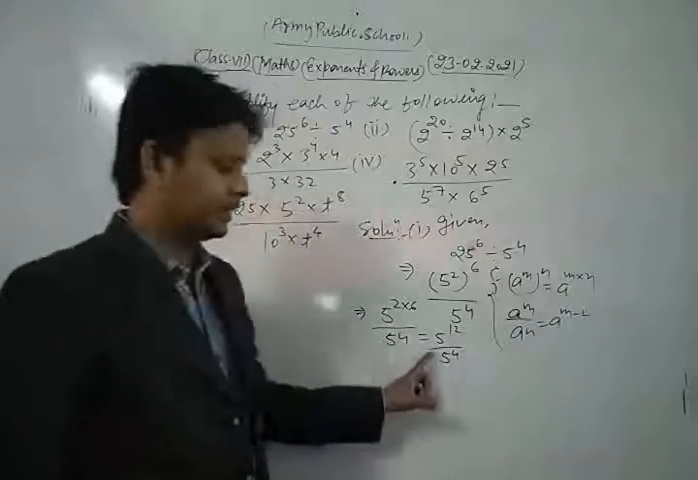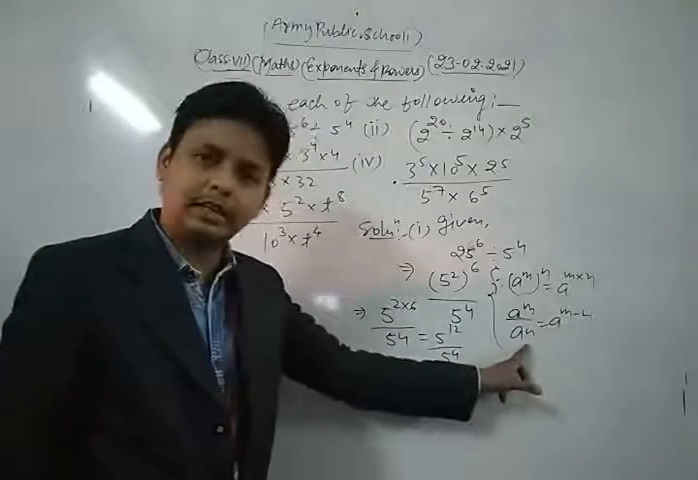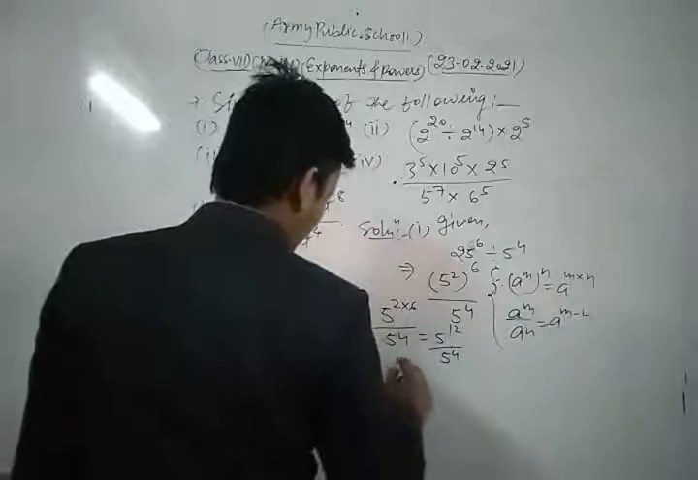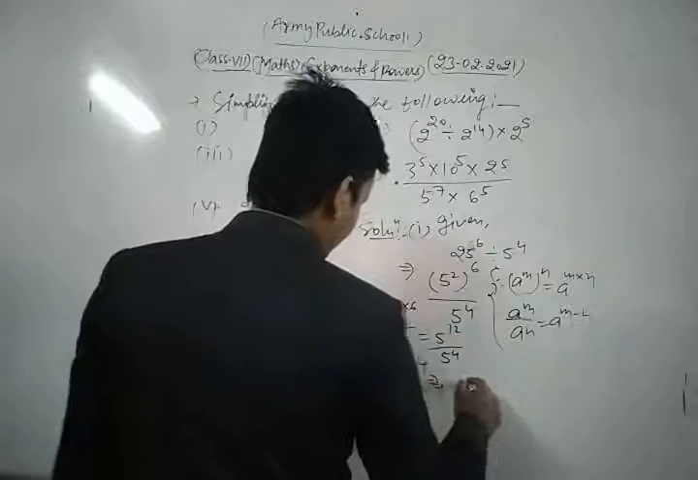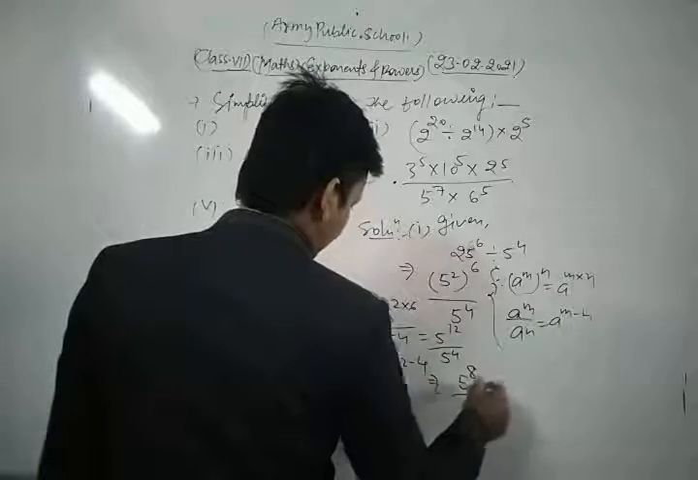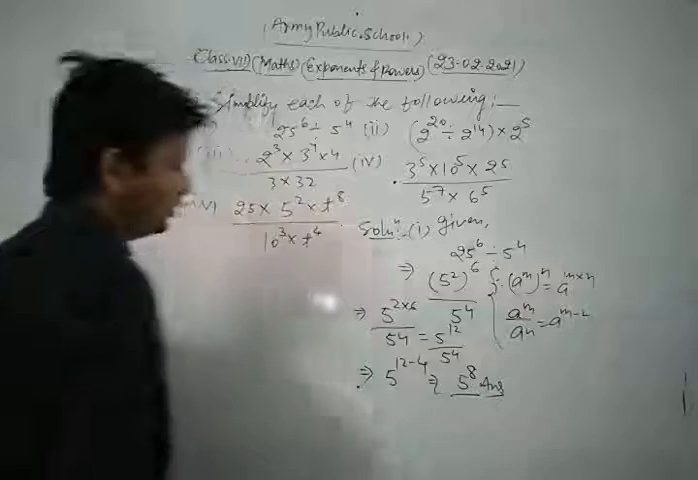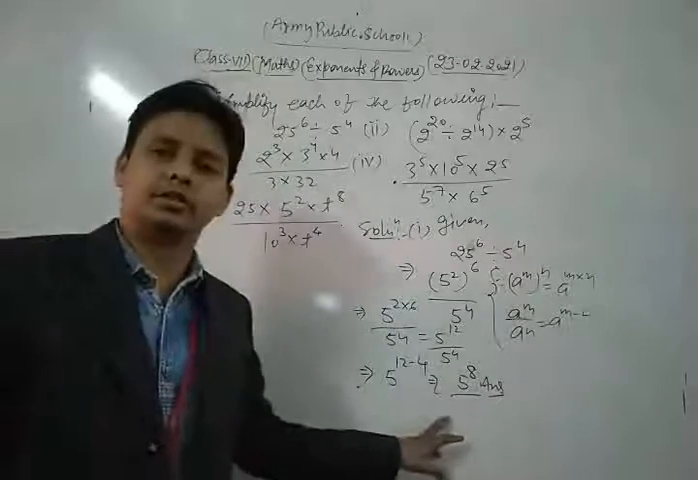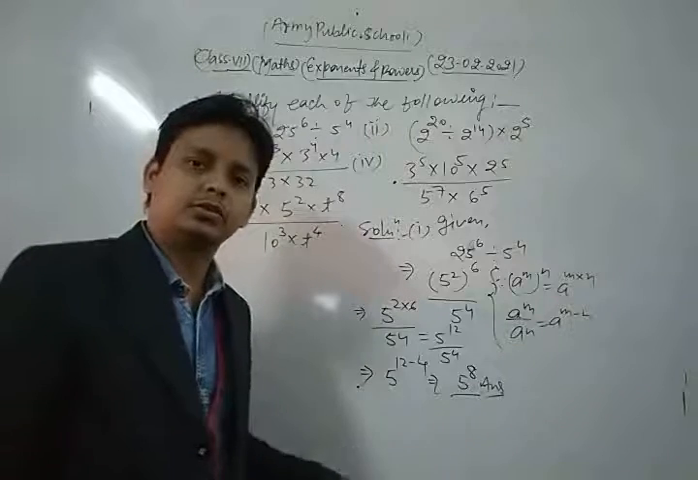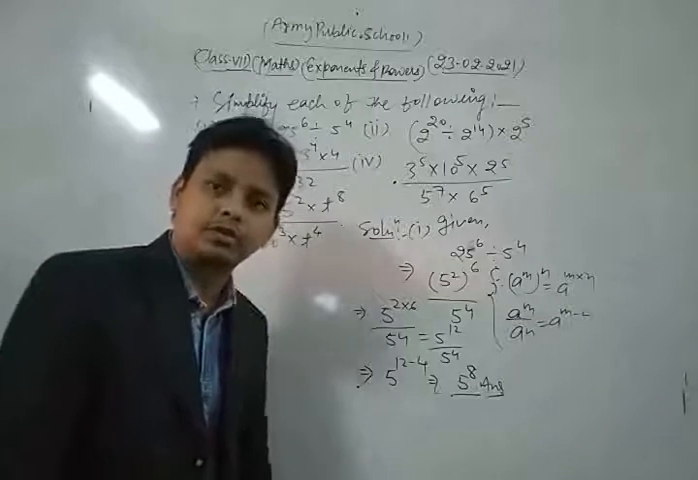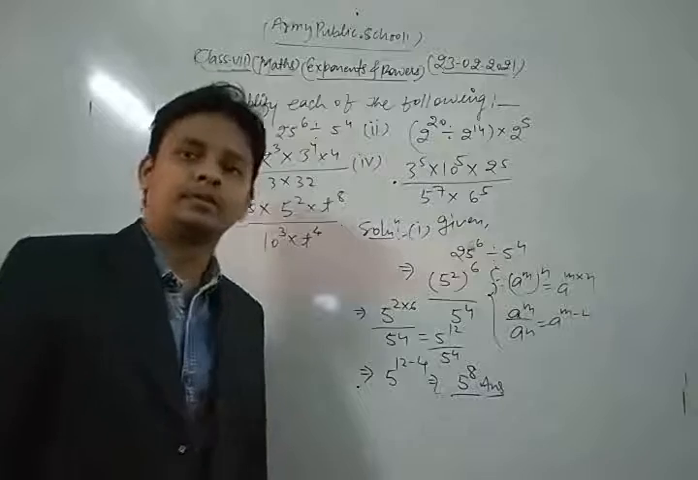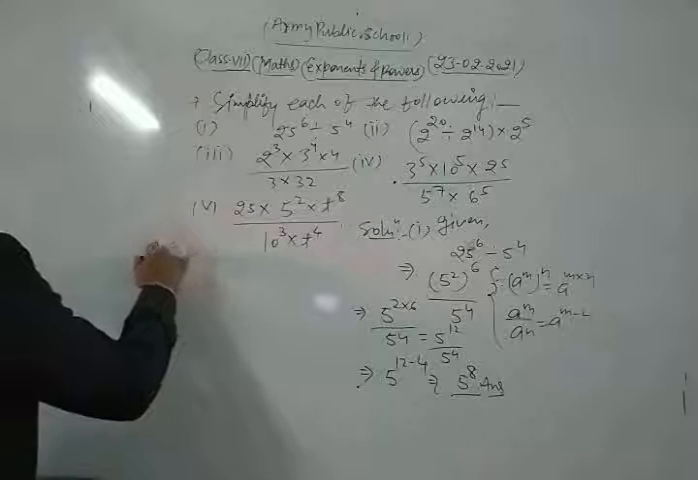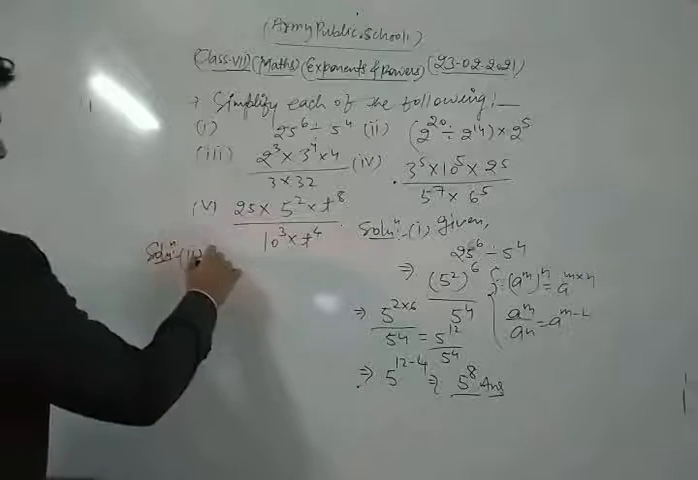Now the bases are the same. Now here we apply that law of exponents. So we get what? 5 to the power 12 minus 4, that is 5 to the power 8. This is the required solution of the given question. Okay, so in this way, dear student, you can solve each and every question of your NCERT exercise based on these topics.